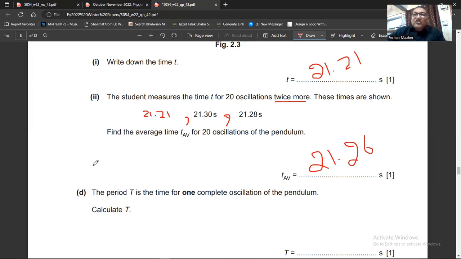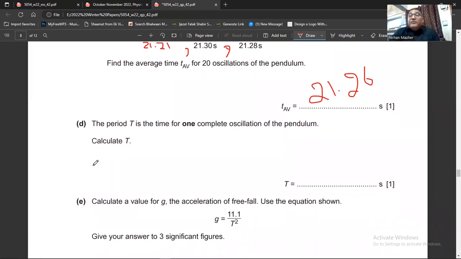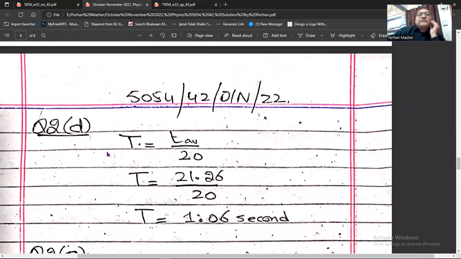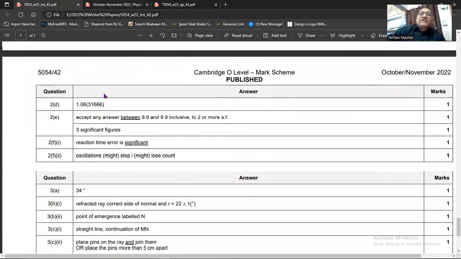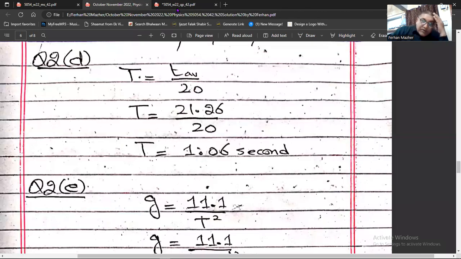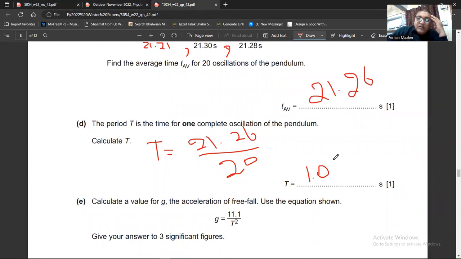Mark this. Okay, question number 2D part, it says the period, capital T, is the time for one complete oscillation of the pendulum. Calculate capital T. Whatever the average time duration is, just divide it by 20, because this is the average time duration for 20 oscillations. So the time for one oscillation will be t average divided by 20, that is 21.26 divided by 20, and that will be 1.06 seconds. So you can see the answer is right, 1.06 seconds.